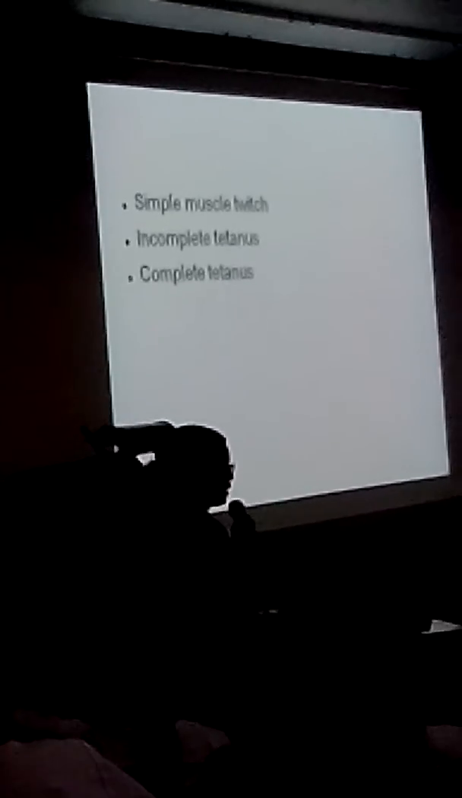So we are done with the muscular contraction, the general mechanism. At this point, we have to define some terms. I hope you have discussed in your SGT the simple muscle twitch, the incomplete tetanus, and the complete tetanus. Your simple muscle twitch is a single action potential causing contraction and then relaxation. For the incomplete tetanus, there is contraction, but before there is a complete relaxation, another action potential comes to cause contraction. And for the complete tetanus, there is no relaxation at all.